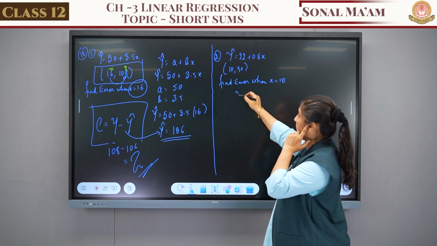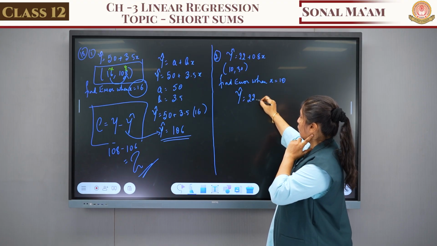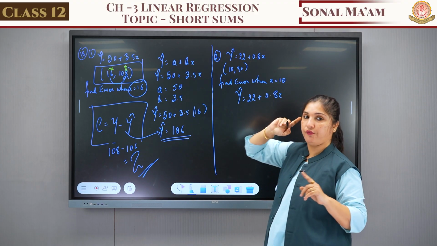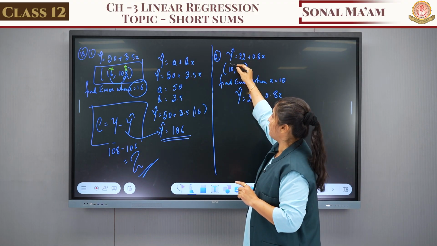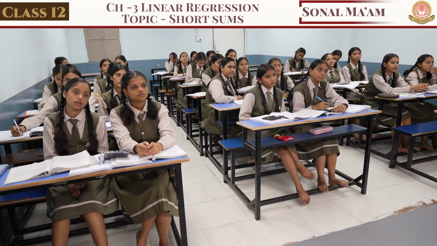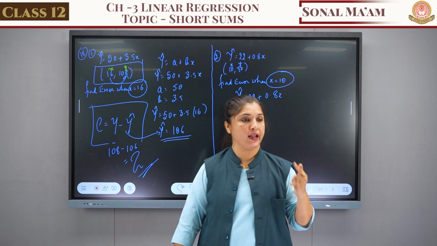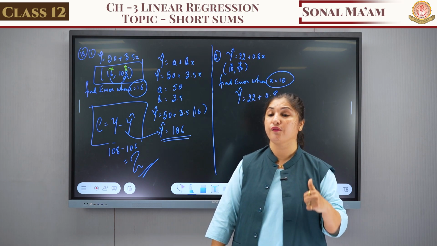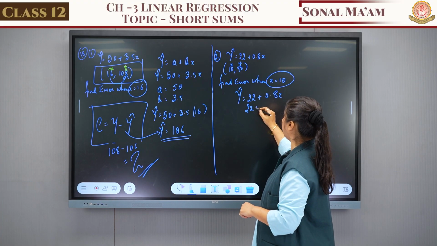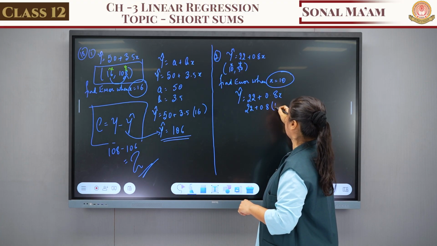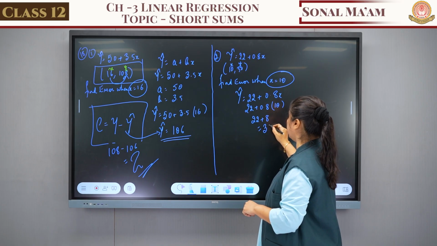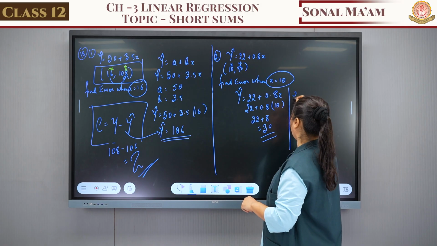Same question. Y cap is 22 plus 0.8x. Whenever I told you, if it is given in the bracket, the first one will be x and this one will be y, and it is already given to you that x is 10. So you have to find the error when x is equal to 10, and to find the error, first you have to find y cap. So y cap will be 22 plus 0.8, and the value of x is 10, that is 22 plus 8, and that is 30. We got y cap. We have to find the error.